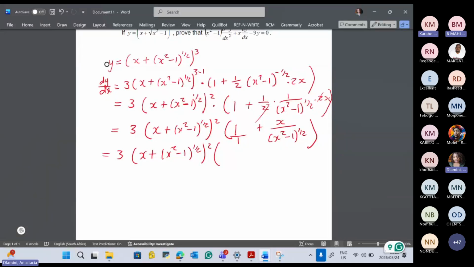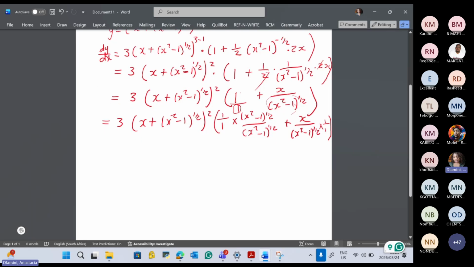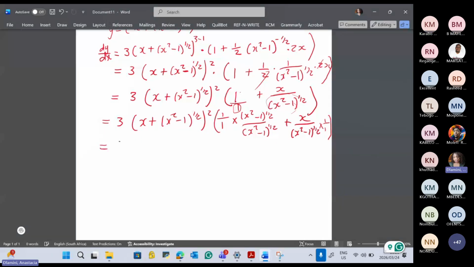So then we take the denominator this side, multiply this side. So it's 1 over 1 times (x squared minus 1) to the power of half over (x squared minus 1) to the power of half, plus x over (x squared minus 1) to the power of half. Let's say the denominator was different this side, so you take times 1 over 1. Are we all together up to that point? Yes, ma'am. So then this is equal to 3x plus x squared minus 1.